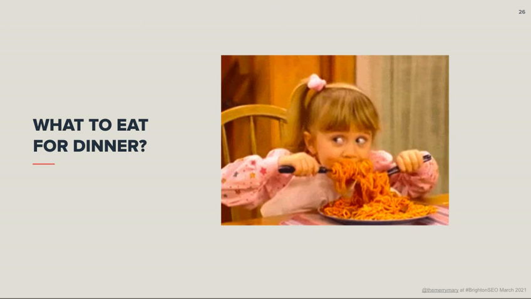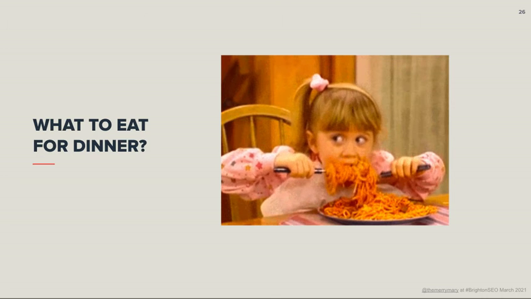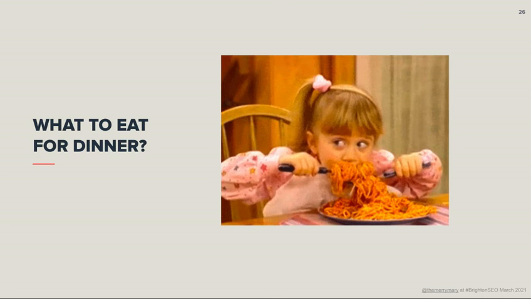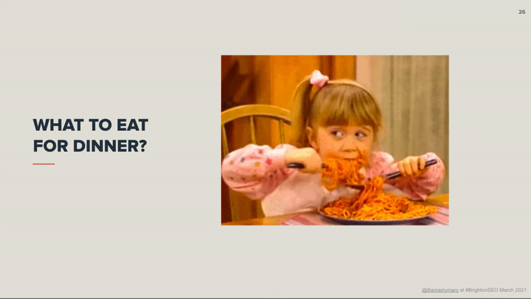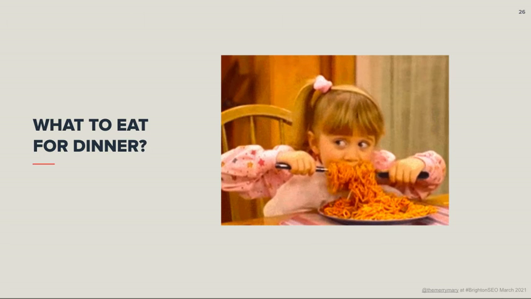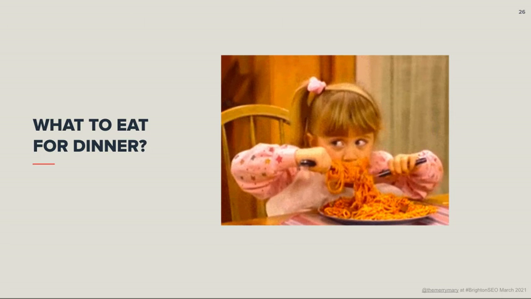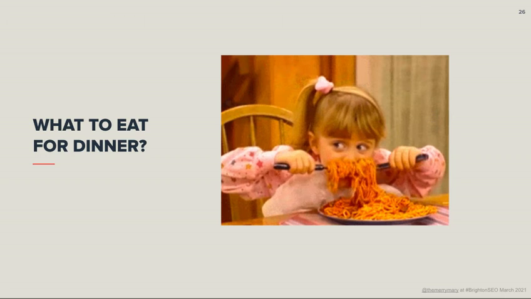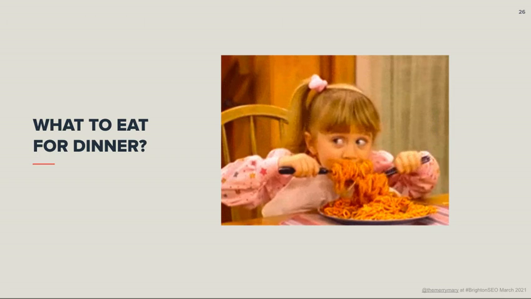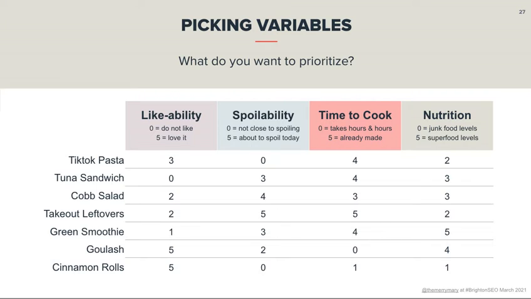So for our first Google Apps Script, we're going to talk about what to eat for dinner. And we're not using SEO data here yet to help everyone understand the concept of prioritization before we get into all of the numbers that we're really used to. So keeping an open mind here. So I have listed all of the things I might have for dinner on the left-hand side, and I've picked 4 variables: likability, spoilability, time to cook, and nutrition.